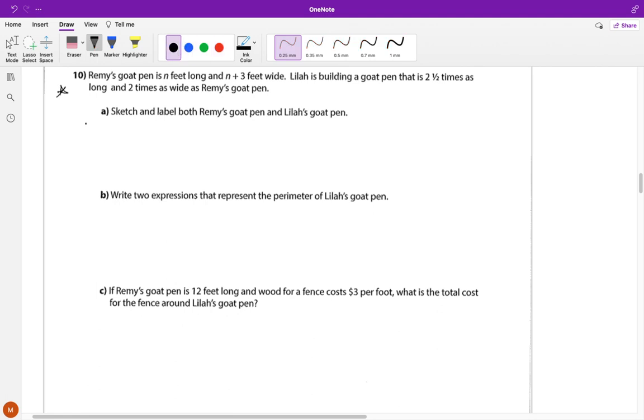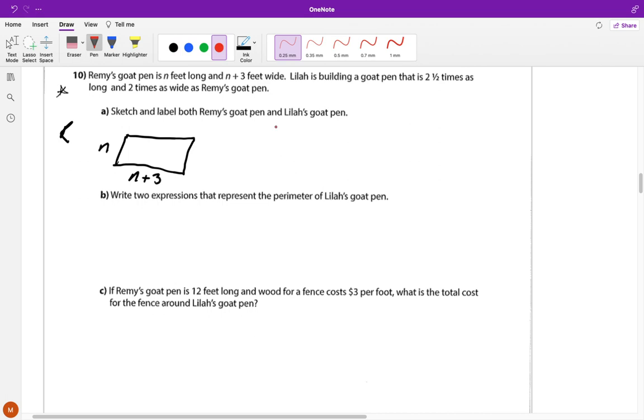So let's do Remy's first. So Remy's will be in black. Remember, it really doesn't matter how you draw it. Rectangles, we can rotate them. It's just your orientation, the way you're looking at it. But I'm going to keep this as our width because of the way I drew it. So it'll be n plus 3. And that will be our length of n.